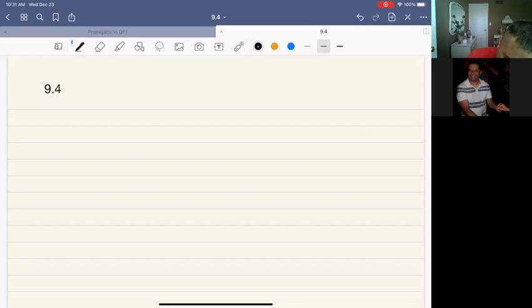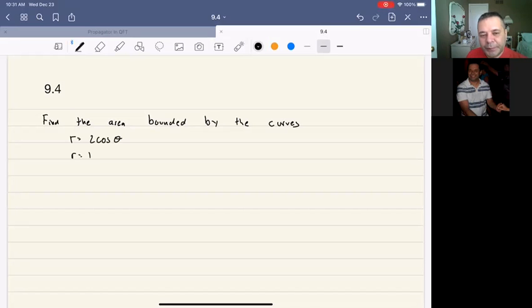So we're going to find an area bounded by the curves r equals 2 cosine theta, r equals 1. Okay, so let's go ahead and find what these two things are. So r equals 1, we know what that is. That's easy enough.